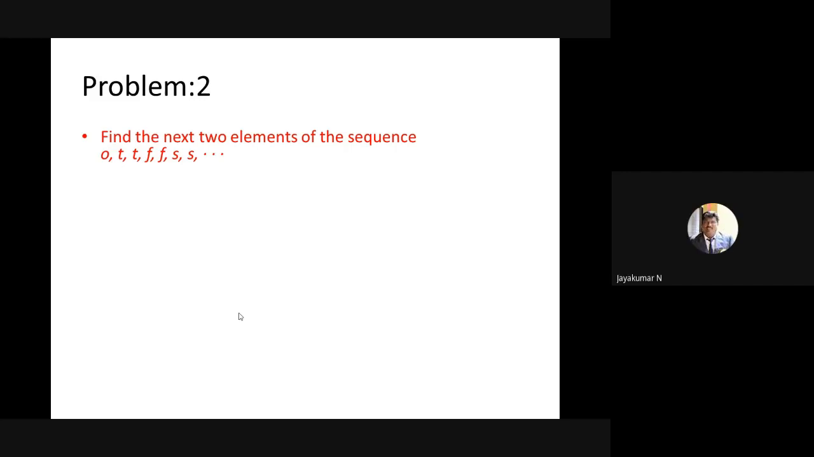Okay, don't think like that. Don't think that the givens are alphabets. If you think that the givens are alphabets, you won't find the answer. You have to think in a different way. Then only you will be able to find the answer.